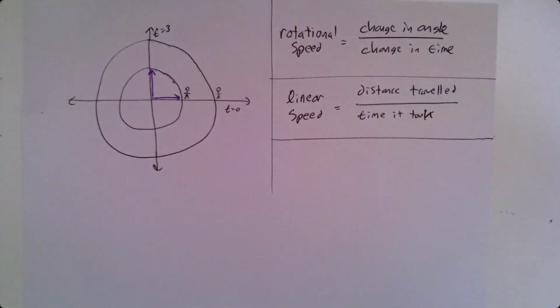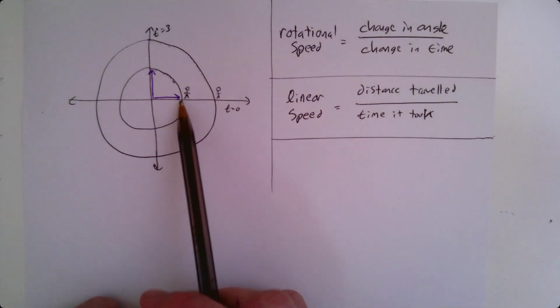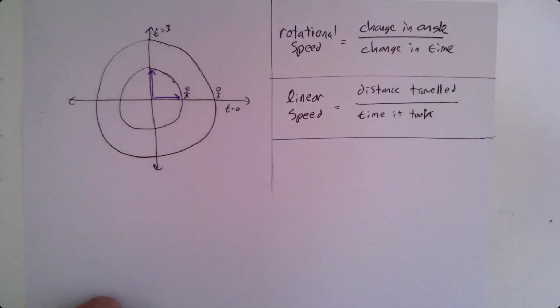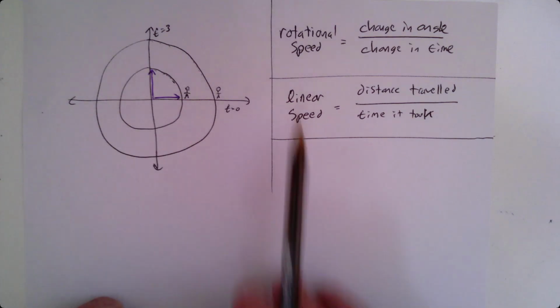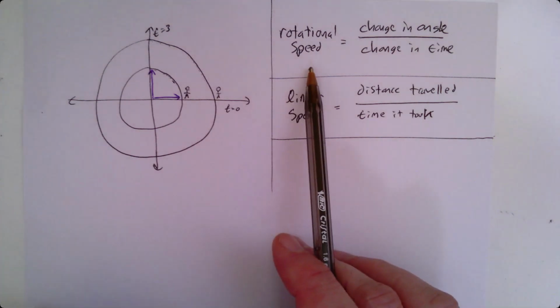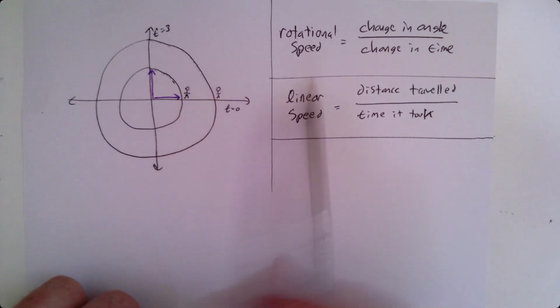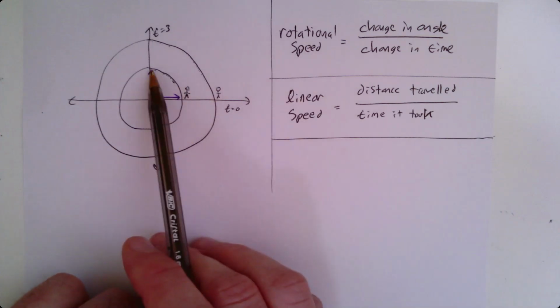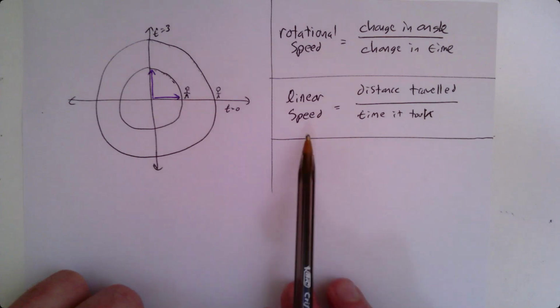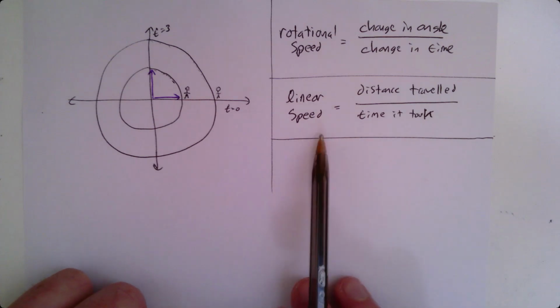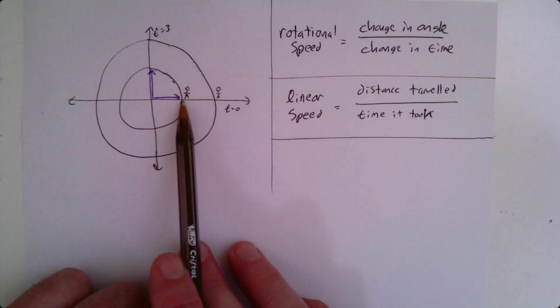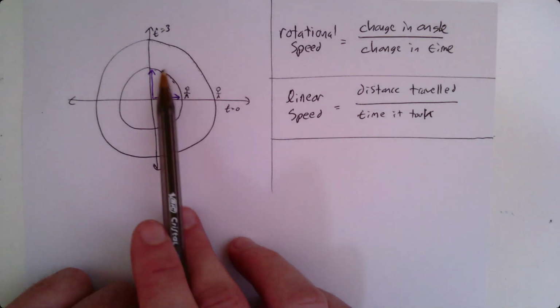Hello everybody. If we are talking about something rotating, there are two different ideas of speed that might be relevant. One is called rotational speed, and the idea there is it measures how fast your angle is changing. Different than that is linear speed, which would be your speed in feet per second if you were actually walking along the perimeter of the circle.